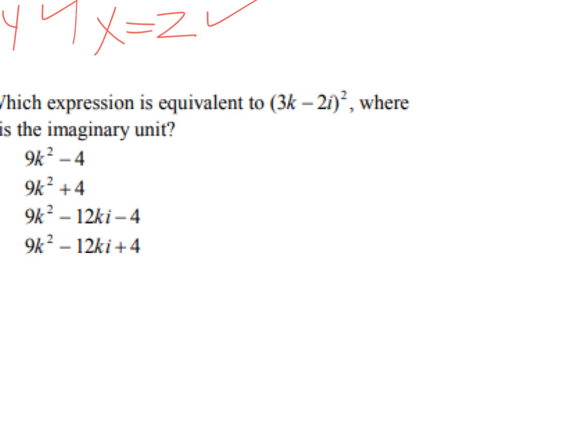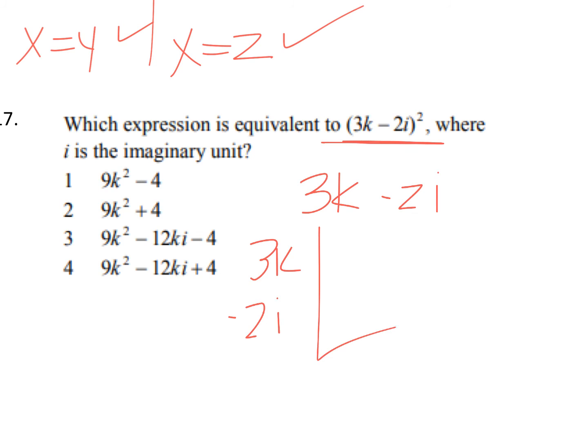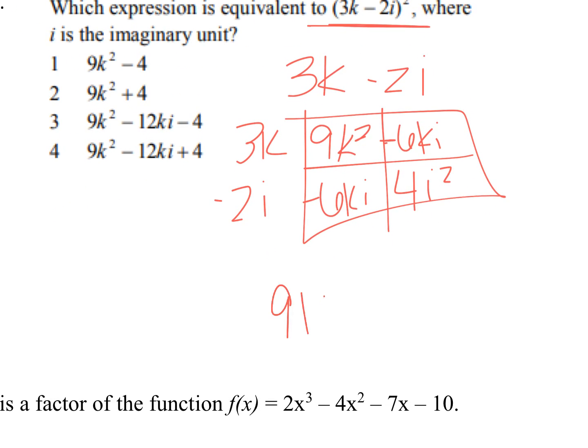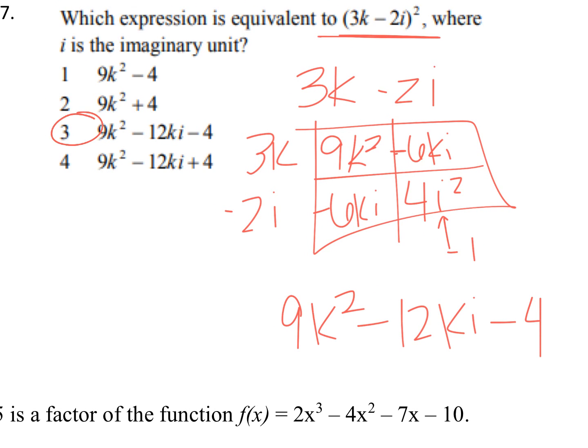Which expression is equivalent to this guy? Now what's nice is this is multiple choice, so technically you could plug this whole thing in and then plug all in the choices and see if they equal. I think that would work, but otherwise it's just box method because there's a squared there. So I'm going to do 9k squared minus 6ki, so minus 6ki, and then 4i squared. And I'll combine like terms. This is negative 12ki, and then this, remember, that's negative 1, i squared. So that makes this all negative 4, and then that gives me choice 3. Yep.